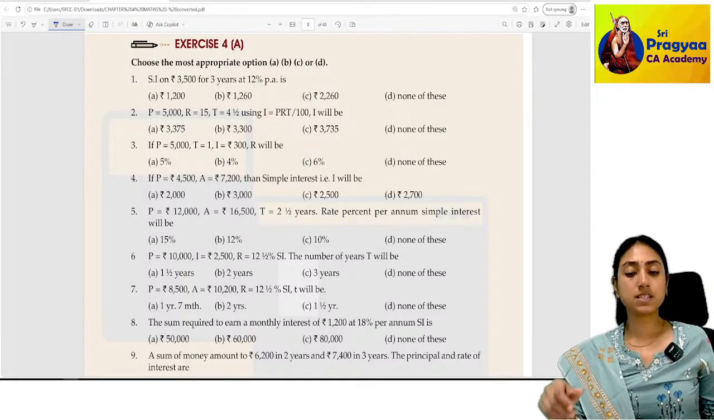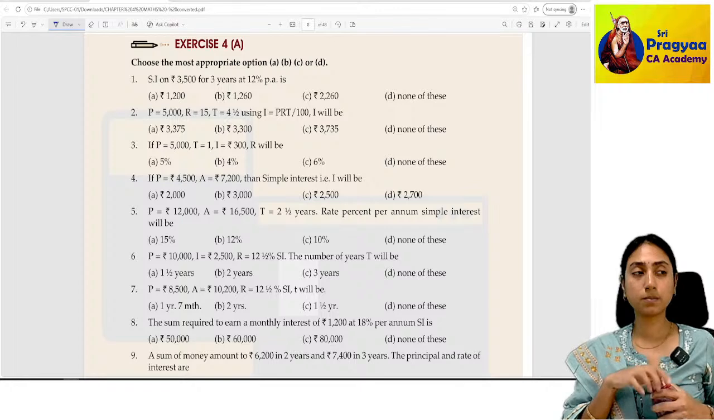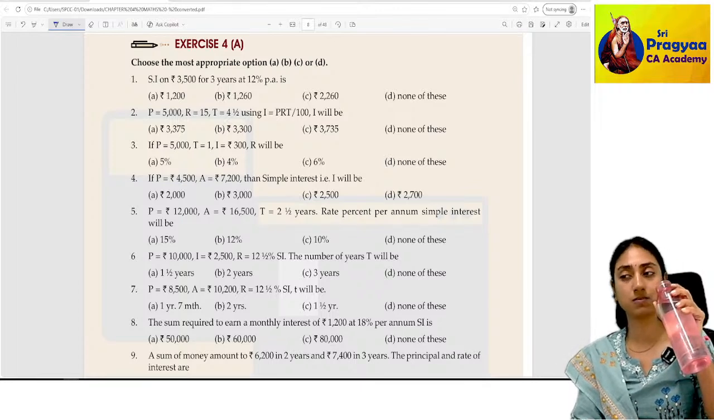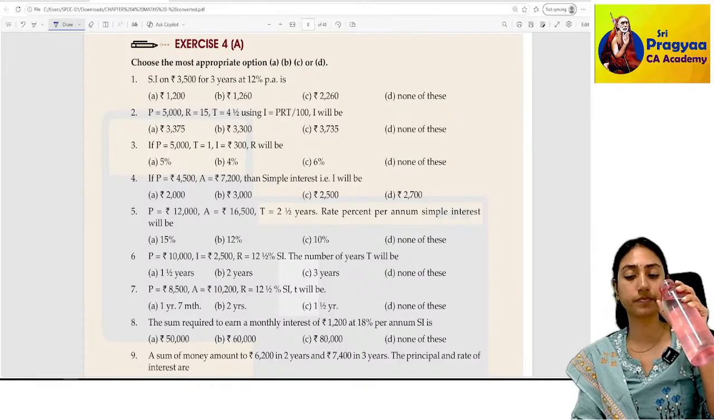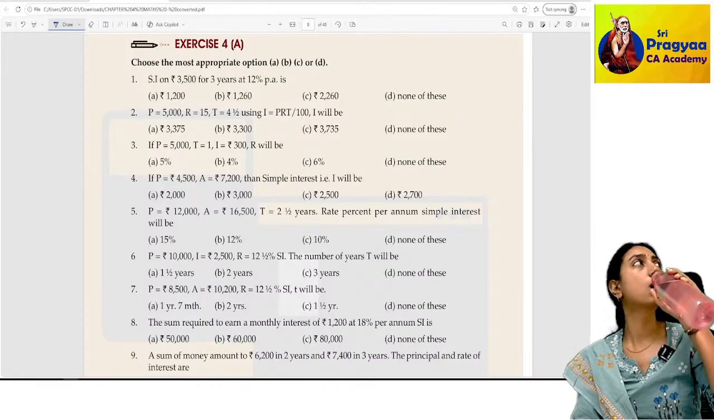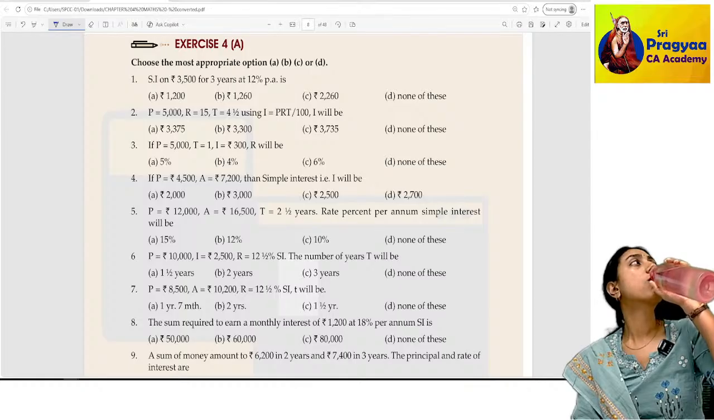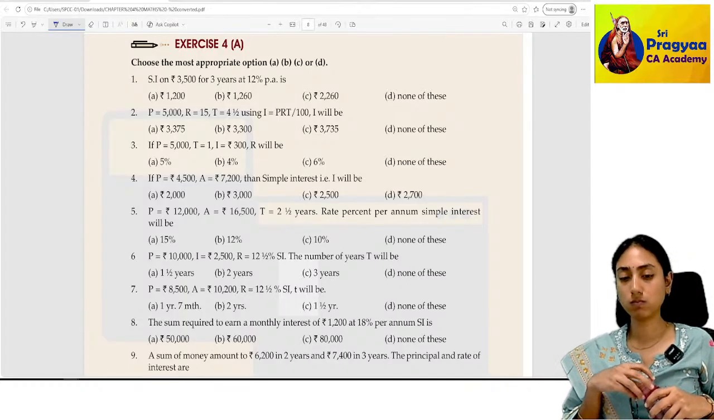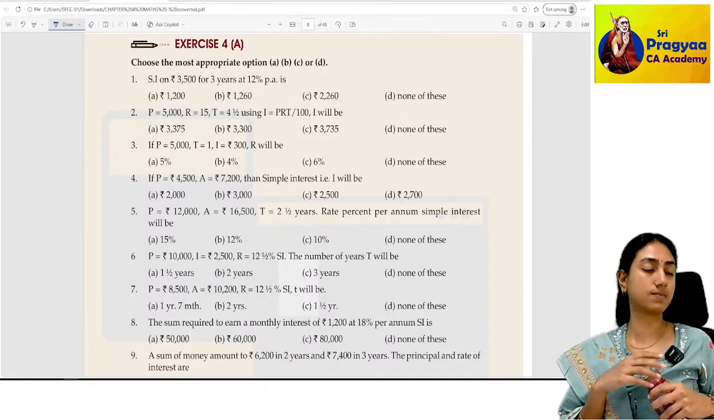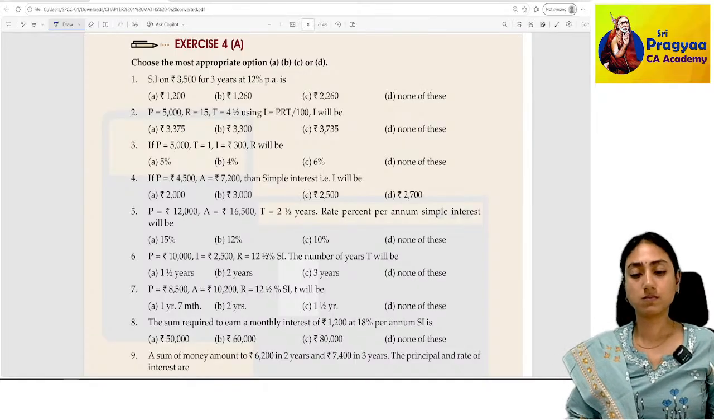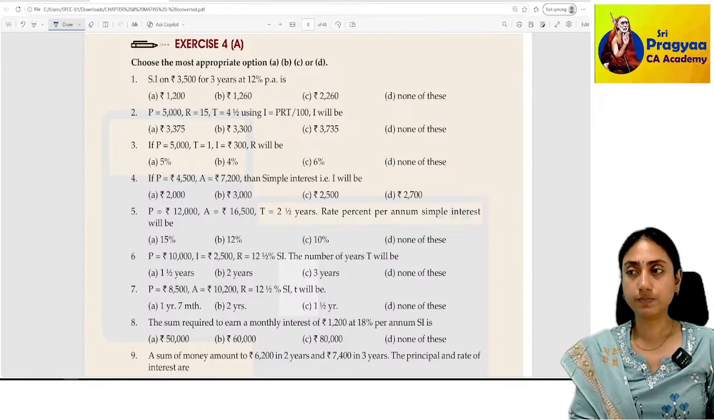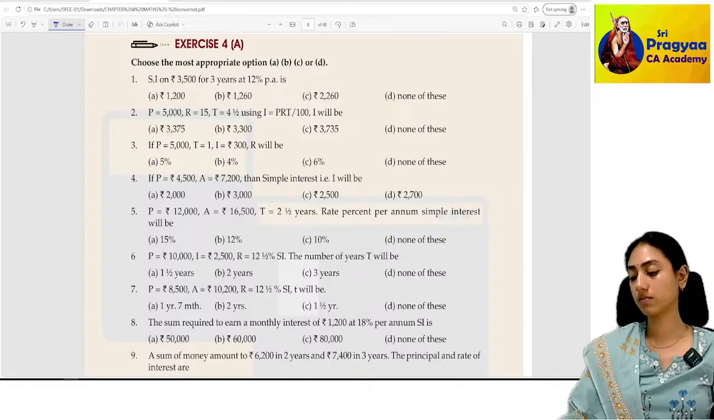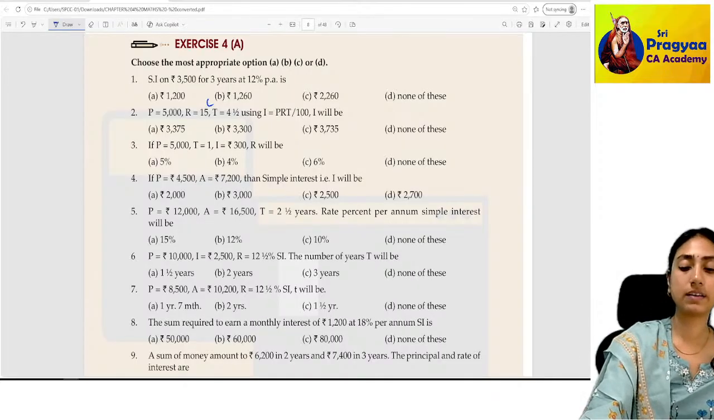On a simple interest basis, you are given the principal is 3,500, number of years is 3 years, at 12%. What will be the interest? Option B. Okay, next.